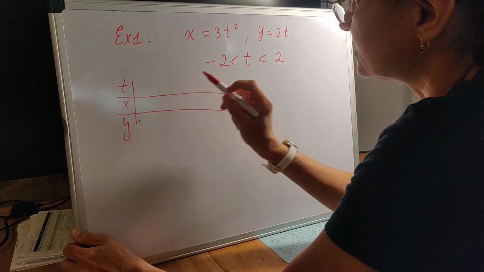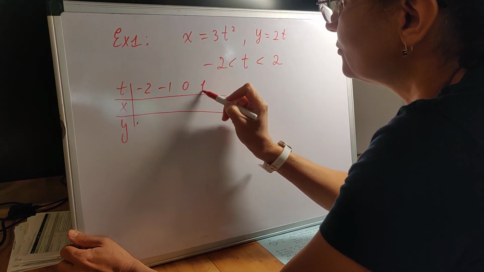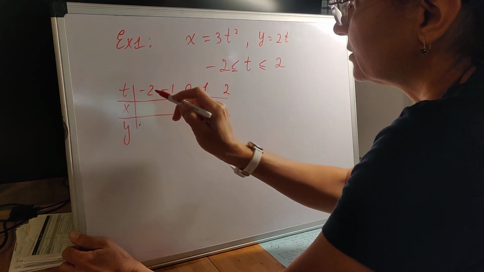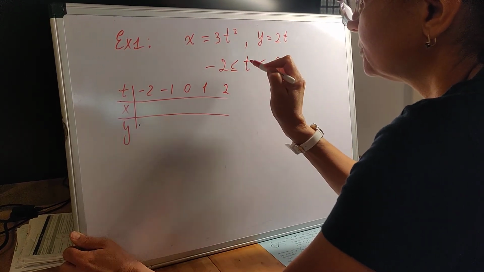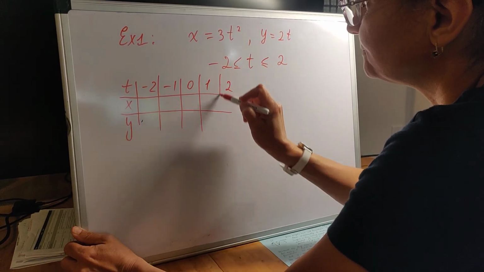So I'm going to start with -2 and then do -1, 0, 1, and 2. I think here I'm going to put an equal sign. It's going to be easier for me, because if I don't include the point, why do I calculate the position at this point?